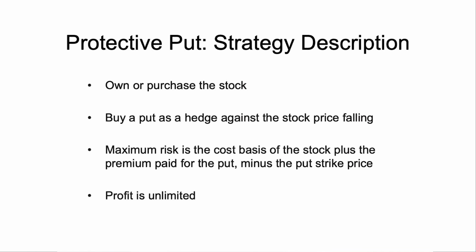Our maximum risk for this particular trade is the cost basis of the stock plus the premium paid for the put. Those are the two costs that we have, minus the put strike price, which is the price at which we would be able to sell our stock if we were to have to exercise the put. For this strategy, our profit is theoretically unlimited because since we own the stock, there's really no limit to how high the stock could ultimately go.